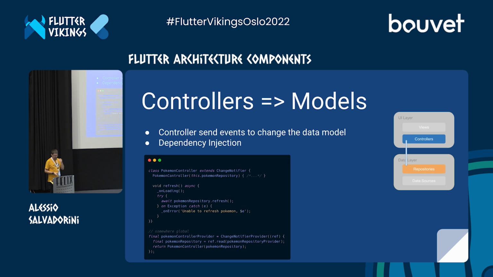Then let's see how the controllers communicate to the data model. So when we say that you need to refresh the Pokemon list, the controller also needs to forward this information to the repositories. And this is as simple as the method where the controller says that now I'm loading, and now refresh the repository, refresh the data set, and we catch the exception. So if there are some errors, we catch them here.